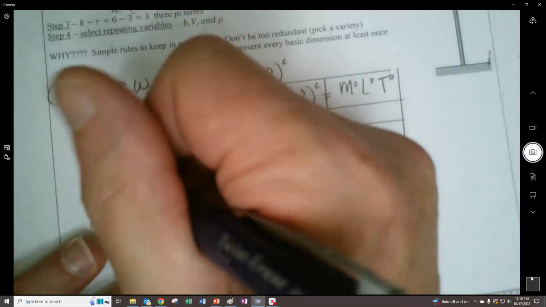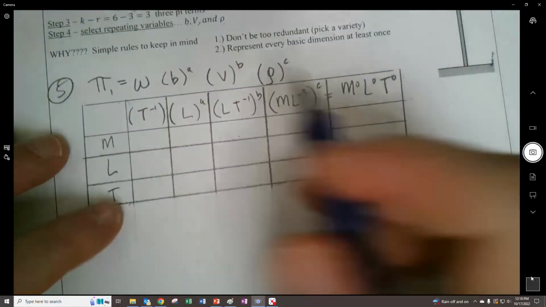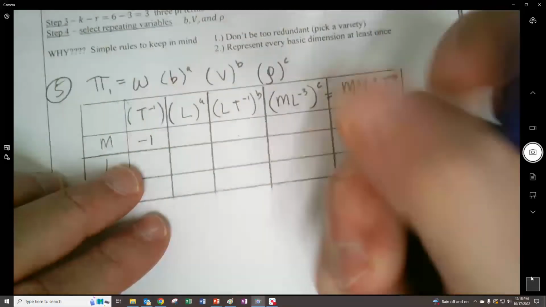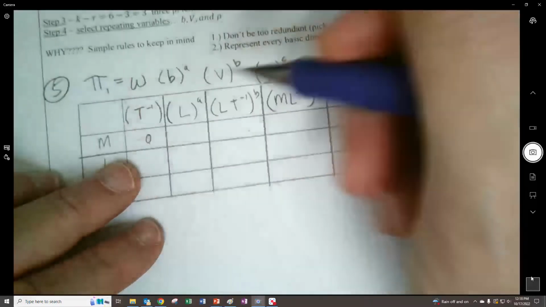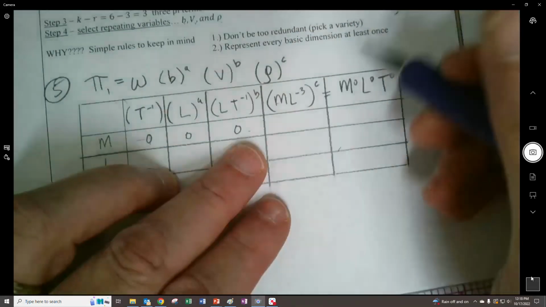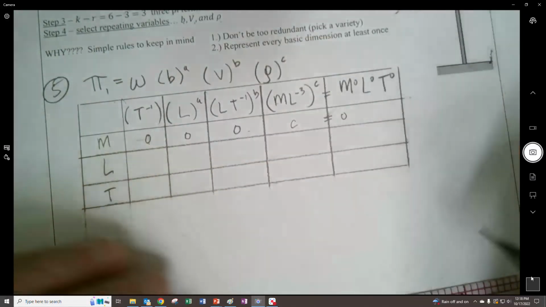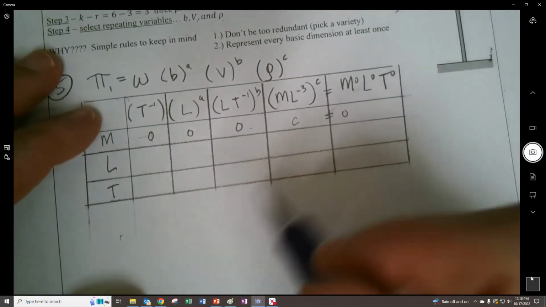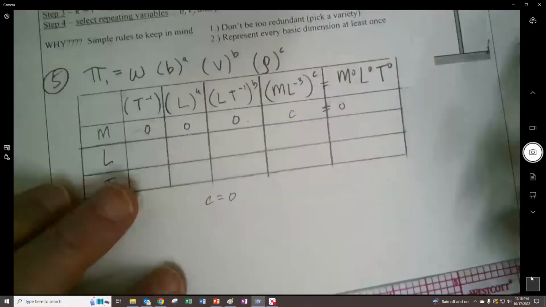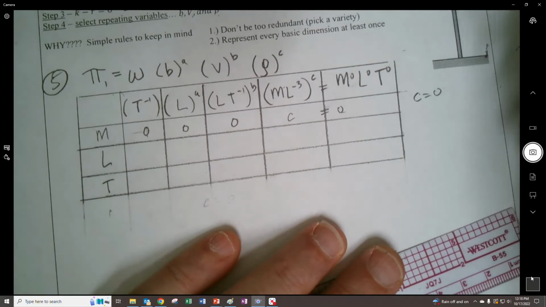All right, so M, L, and T going across here. We have a negative 1. Nope, that's not true. Sorry, we have a 0. Starting off on the right foot. 0 and 0, no M's. 0, and then we're going to have a C. We can already see that C is going to be equal to 0. Sometimes actually, if I leave enough space, writing it over here to the side, it's kind of nice. C is equal to 0.